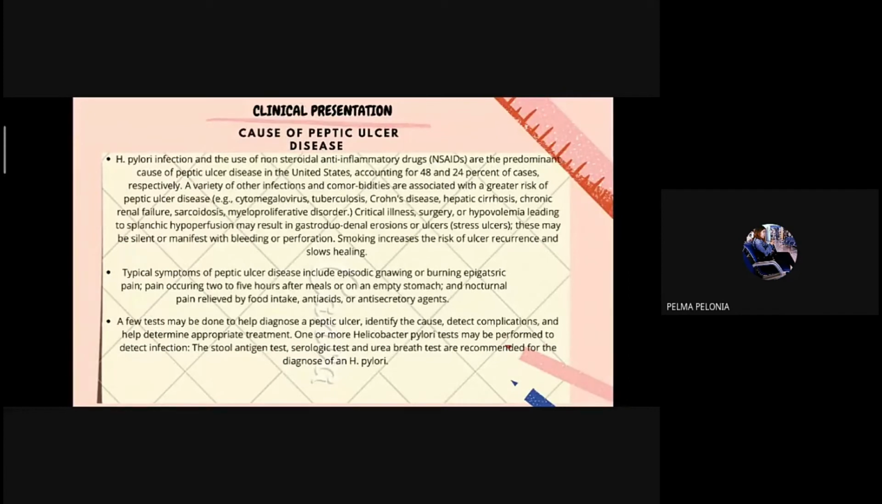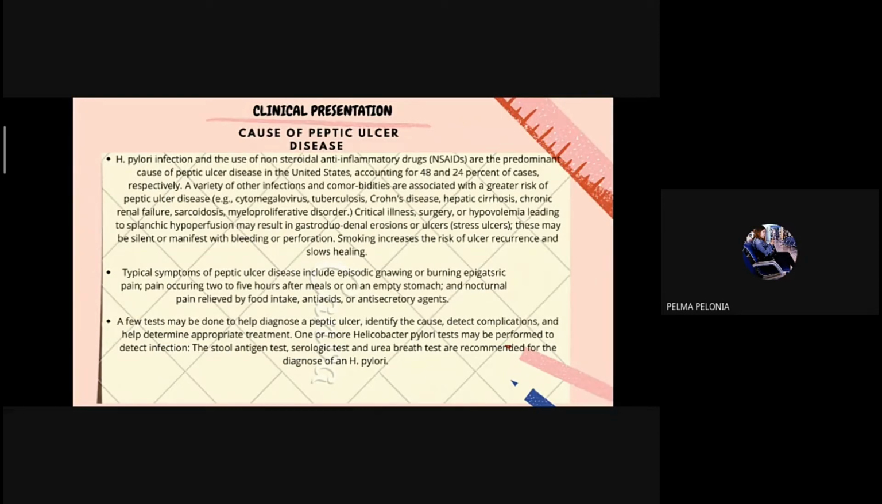Cytomegalovirus, tuberculosis, Crohn's disease, hepatic cirrhosis, chronic renal failure, sarcoidosis, myeloproliferative disorder, or critical illness, surgery, or hypovolemia leading to splanchnic hypoperfusion may result in gastroduodenal erosions or ulcers. These may be silent or manifest with bleeding or perforation. Smoking increases the risk of ulcer and recurrence and slows healing.